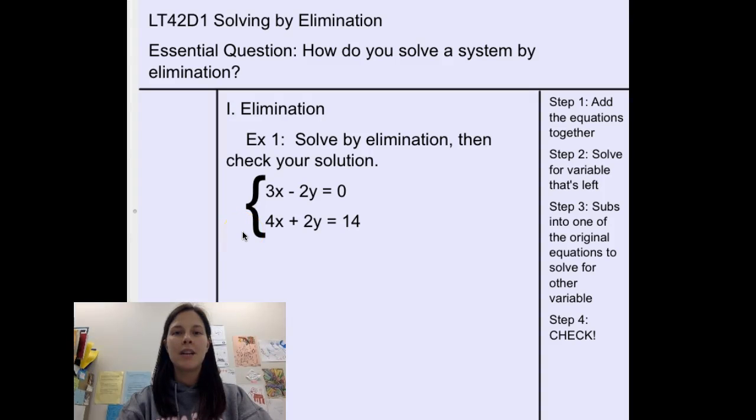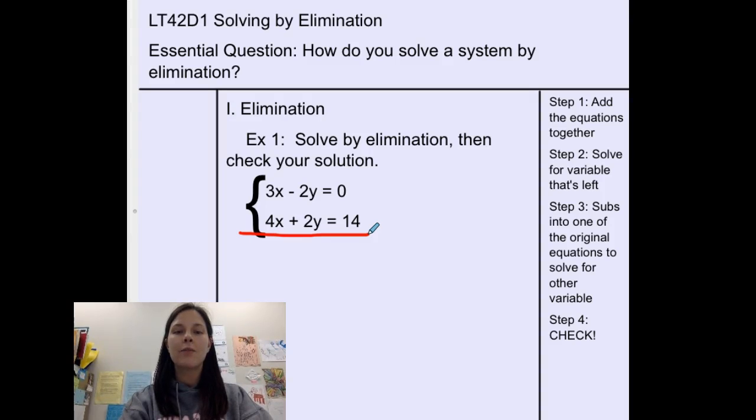For example 1, if you look at the first equation, we have a negative 2y. Our second equation has a positive 2y. When you add negative 2y and positive 2y, they cancel each other out. So that's exactly what we're going to do. We're going to add the entire equations together.